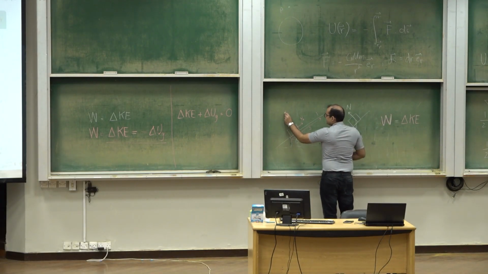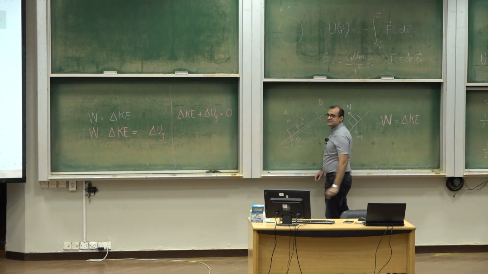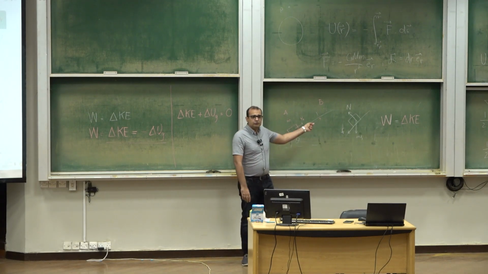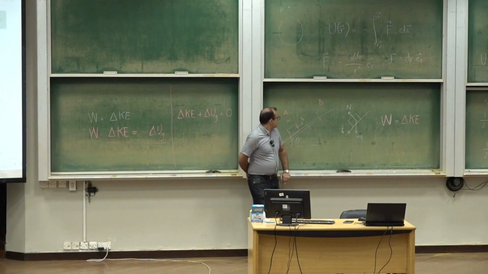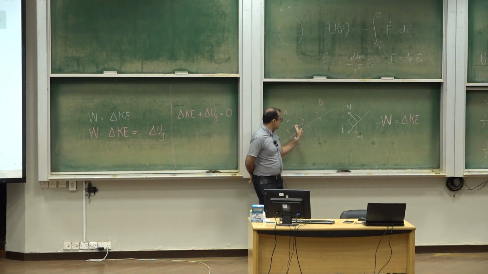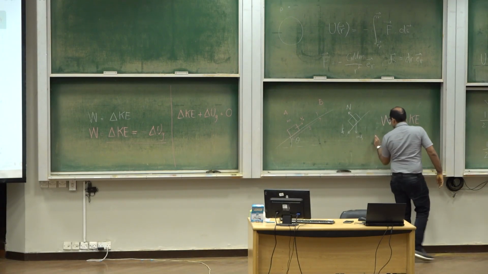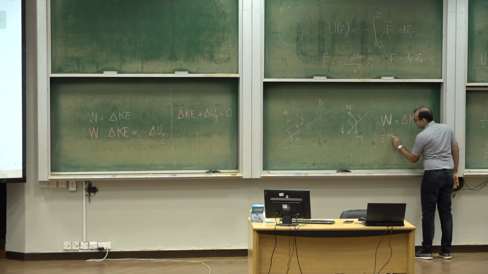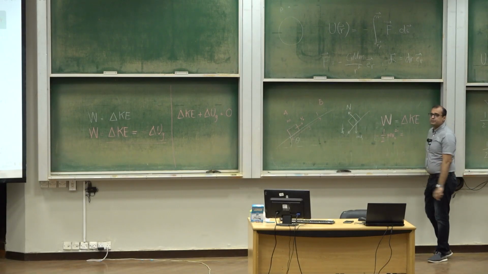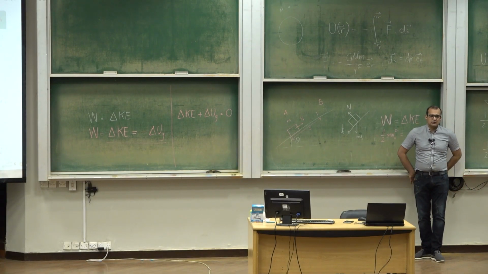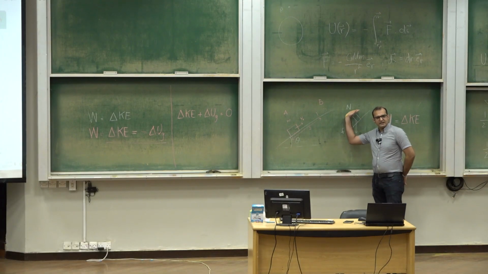This is configuration A, this is configuration B. What's the change in the kinetic energy from A to B? ये इधर 0 है, इधर रुका हुआ है ये. 0 minus half m v0 square. So you get minus half m v0 square must be equal to the total work done on this block. What are the forces acting on the block? Normal force, weight, friction force. What's the work done by the normal force? 0. The normal force is perpendicular to the displacement of the block.